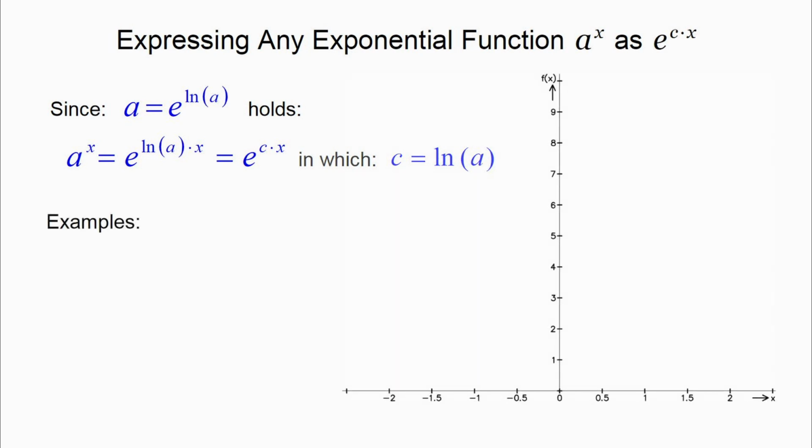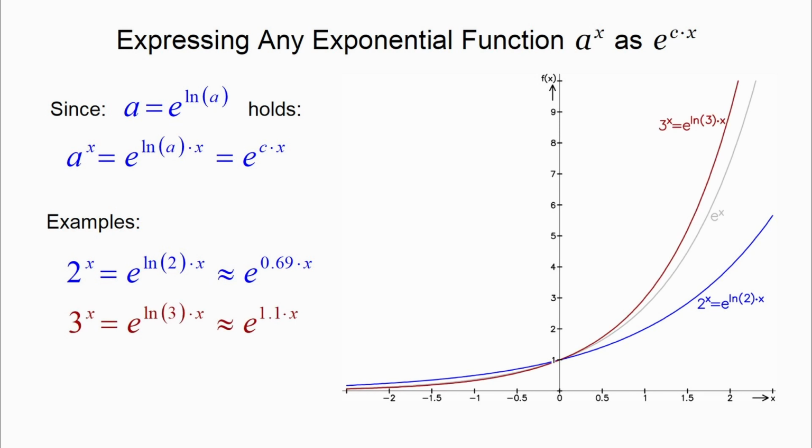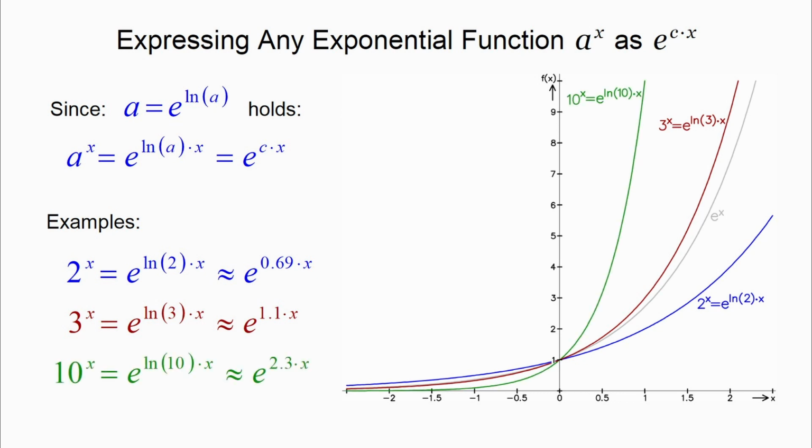A few example functions are shown in comparison to e to the x. First, 2 to the x, that equals e to the ln 2 times x, or about e to the 0.69 times x. Next, 3 to the x, which is approximately e to the 1.1 times x, and finally 10 to the x. Notice that the horizontal axis is scaled by the respective factors 0.69, 1.1 and 2.3, causing the steepness of the function to be increased accordingly.